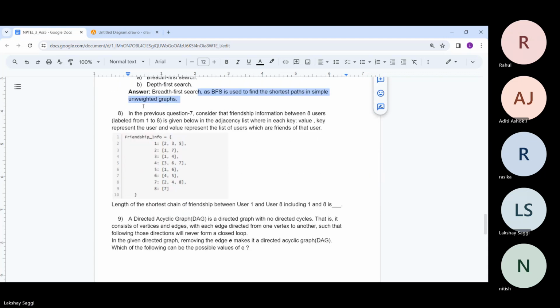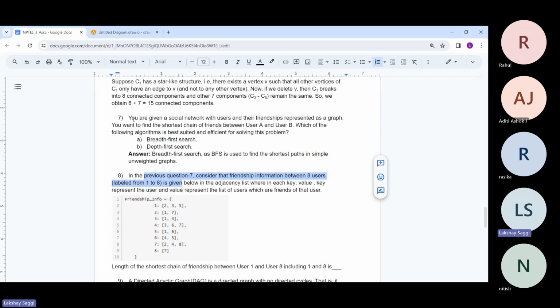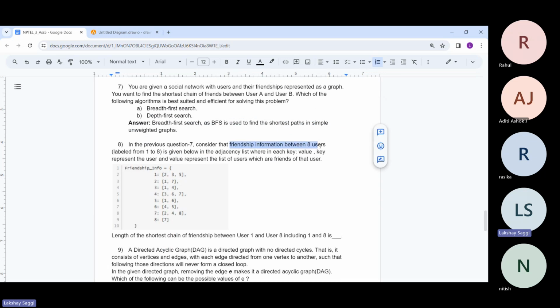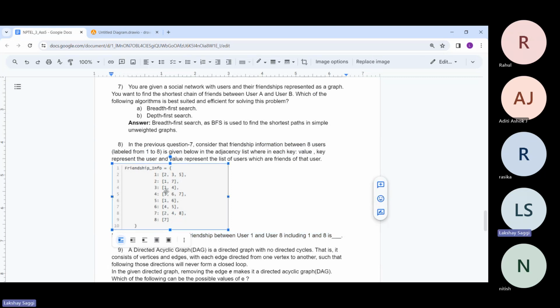Now comes the eighth problem. The eighth problem says that in the previous question 7, so we are talking about this question again, the chain of friends one. Consider the friendship information between 8 users labeled from 1 to 8 as given below in the adjacency list. So the friendship information of users is given to us in this form. Now we want to find the shortest chain of friendship between user 1 and user 8, including 1 and 8. We are given that 1 is friends with 2, 3, and 5, 2 is friends with 1 and 7, 3 is friends with 1 and 4.